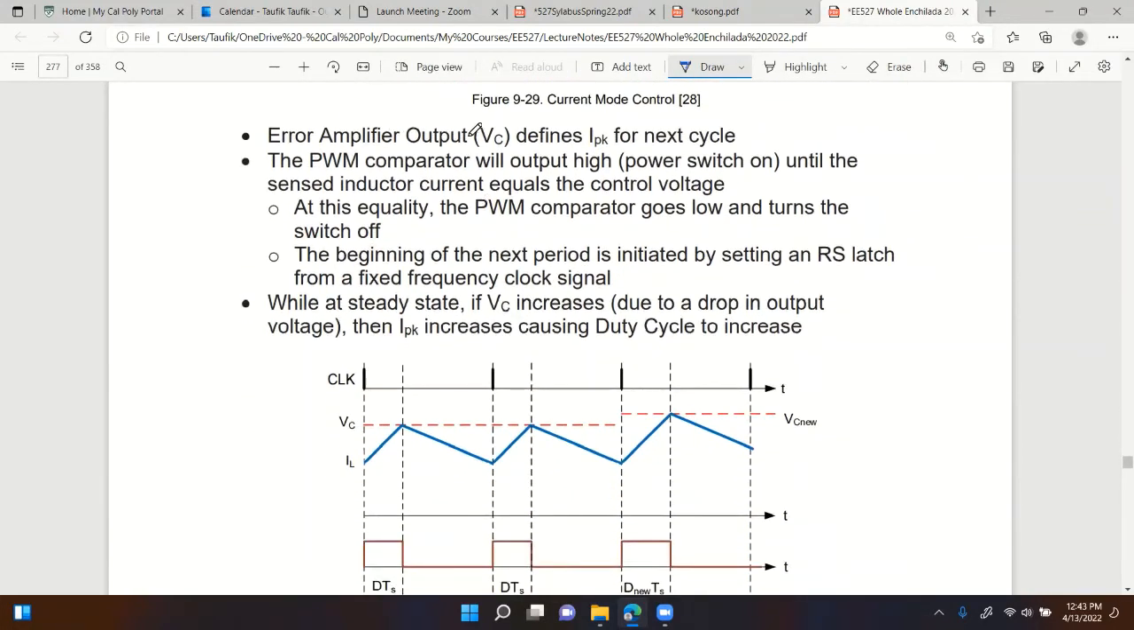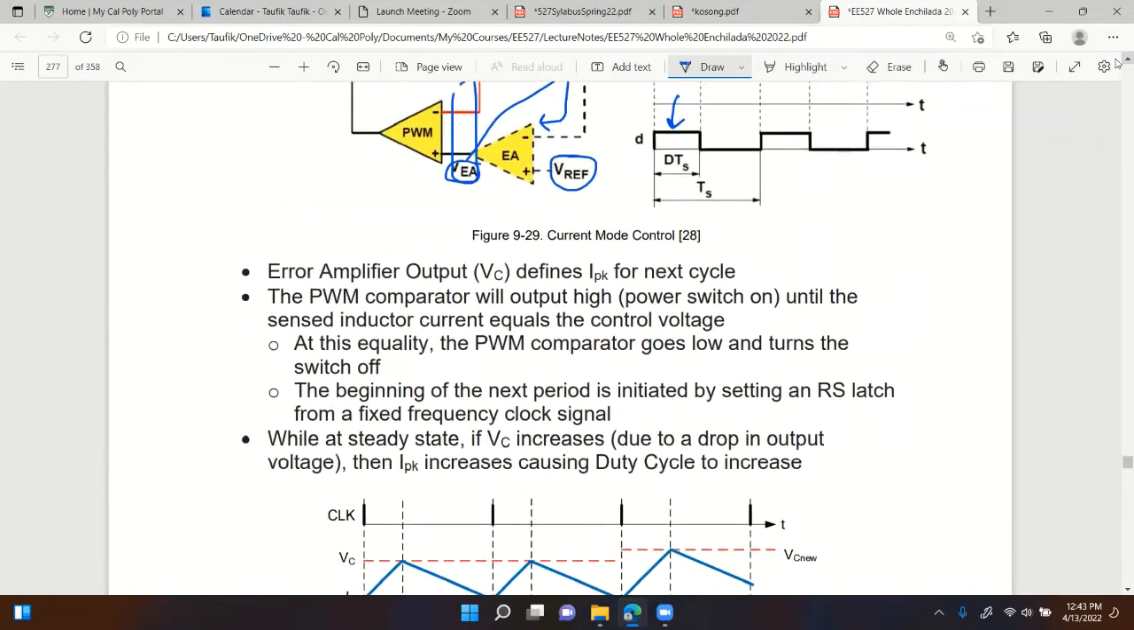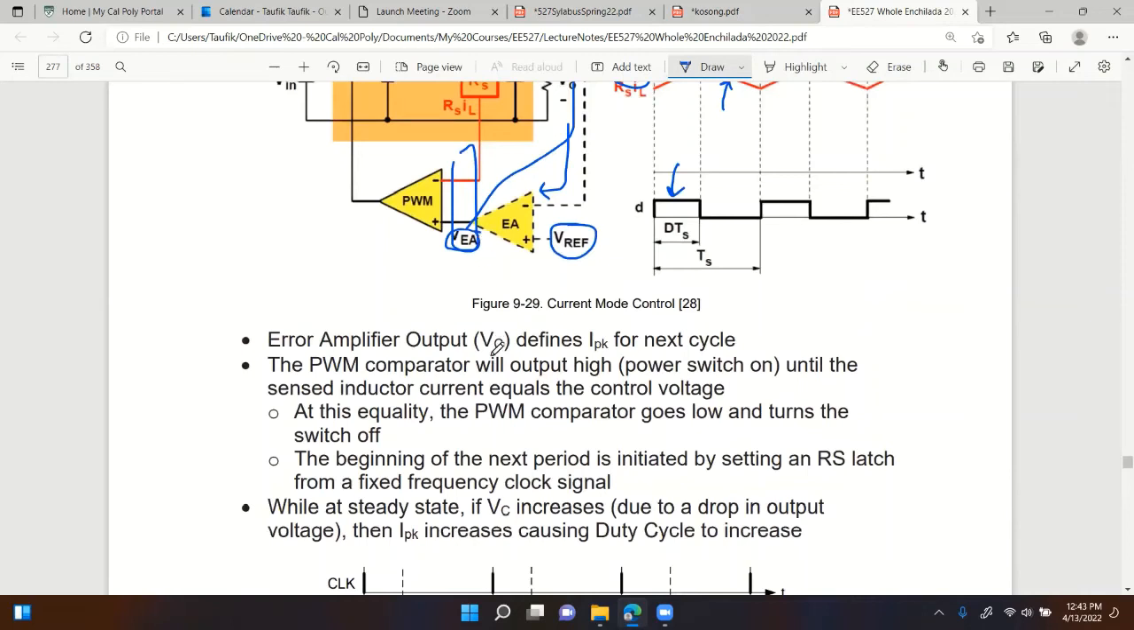As I said earlier, the error amplifier output VC. Again, sorry, I use different naming. I'm going to have to fix this for a future version. I keep using VC and VEA. These are all the same, okay? VC and VEA.